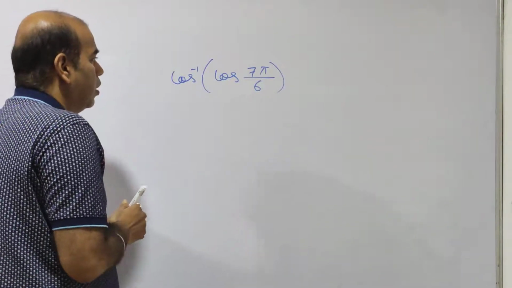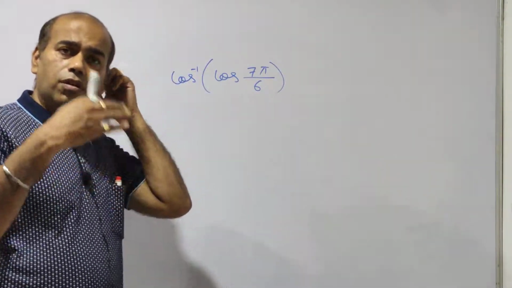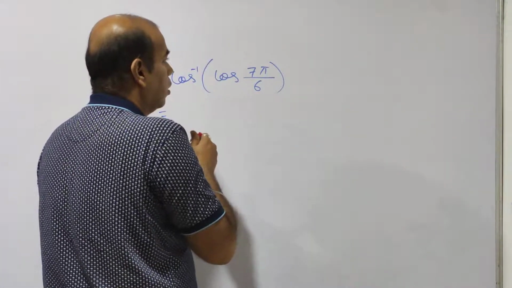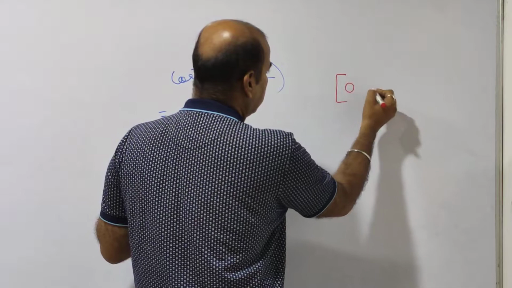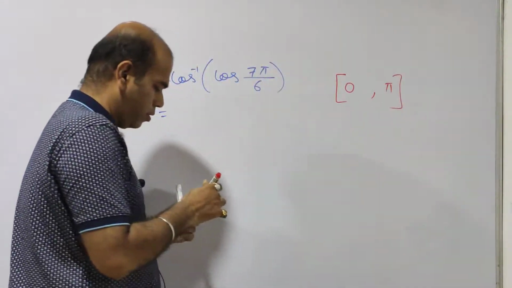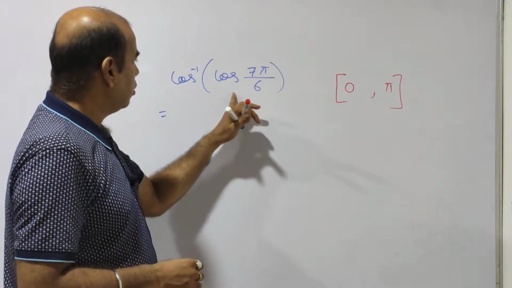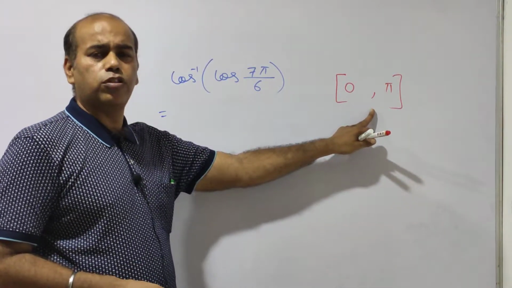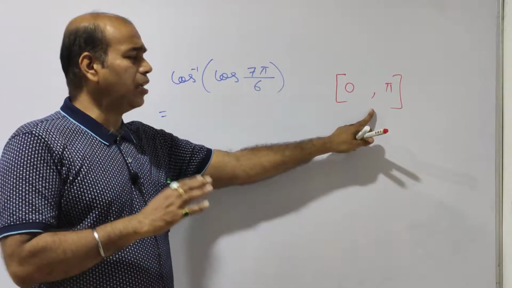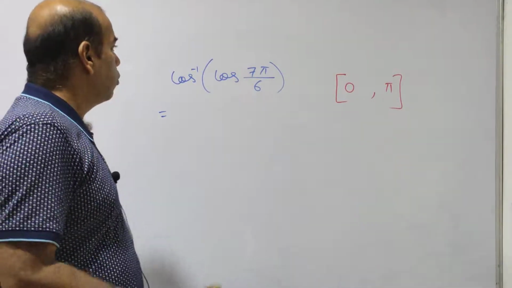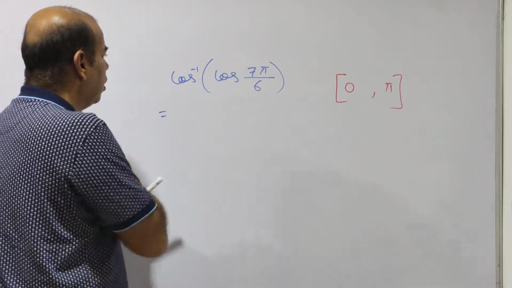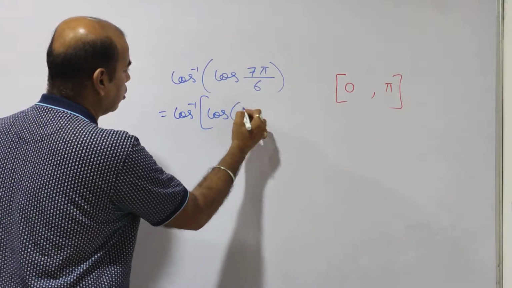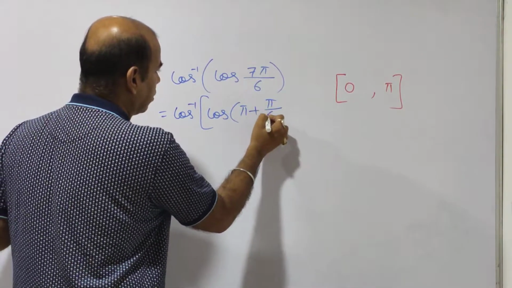Now, in cos inverse cos 7 pi by 6, 7 pi by 6 is more than 180. The range of cos is the closed interval 0 to pi. 7 pi by 6 is not in the range of cos; it is lying outside the range of cos. So what do I have to do? Same working method. I will write cos inverse cos of pi plus pi by 6.